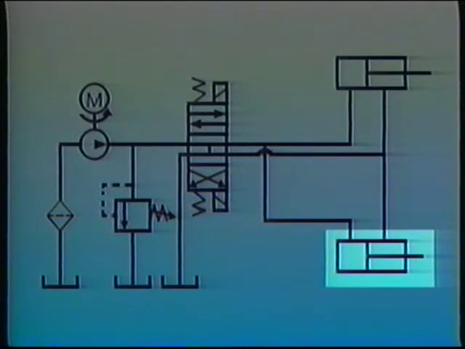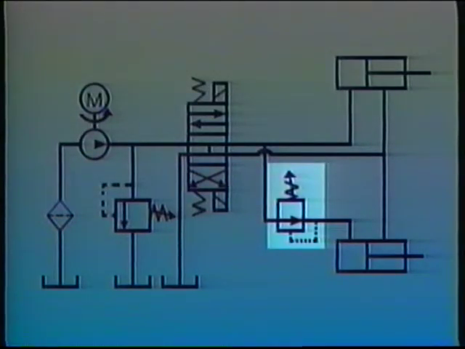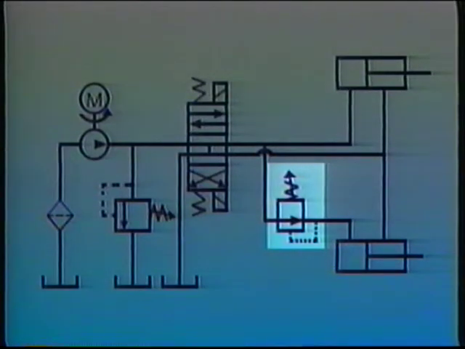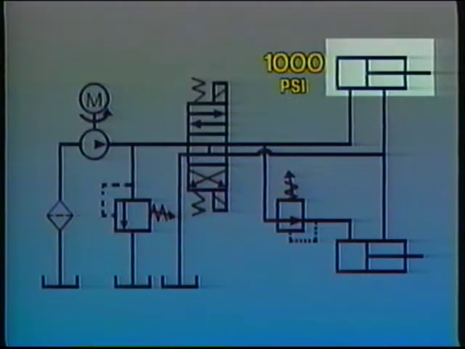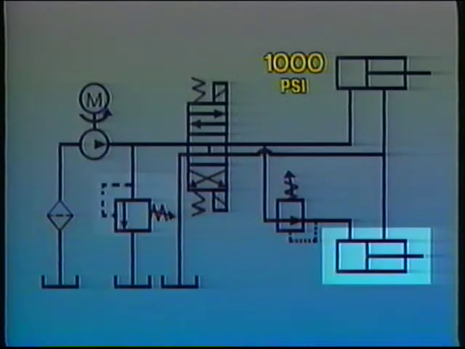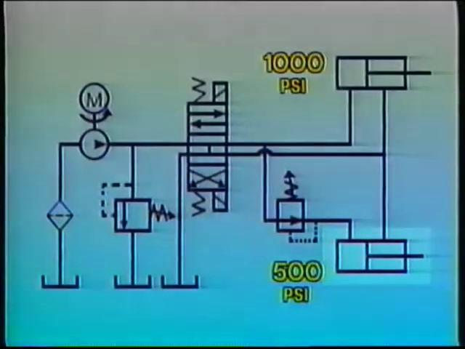Instead of installing a smaller cylinder at B, we can use a pressure-reducing valve to bring the pressure down to 500 psi. Once pressure at cylinder B reaches 500 psi, the pressure-reducing valve closes. However, pressure continues to rise at cylinder A until system pressure reaches the setting on the pressure relief valve, 1,000 psi. Pressure at cylinder B remains at 500 psi.